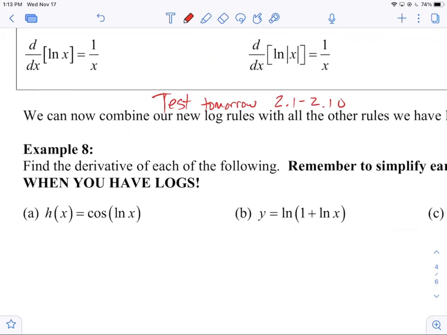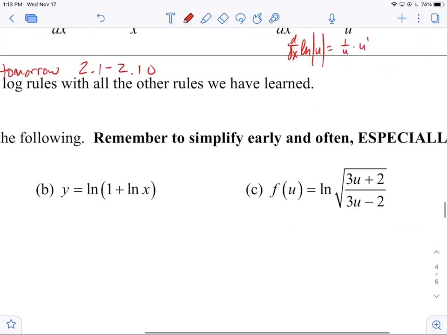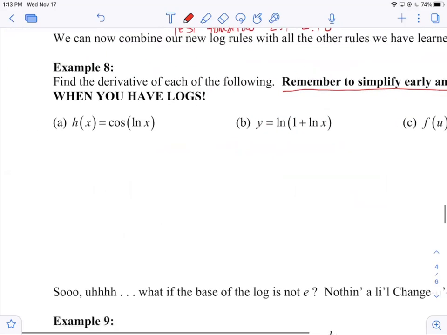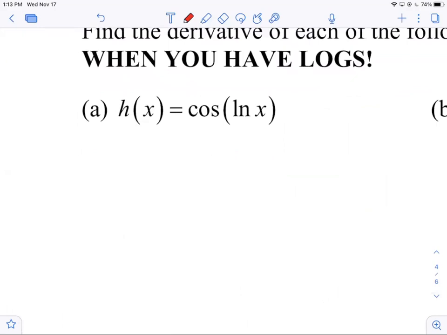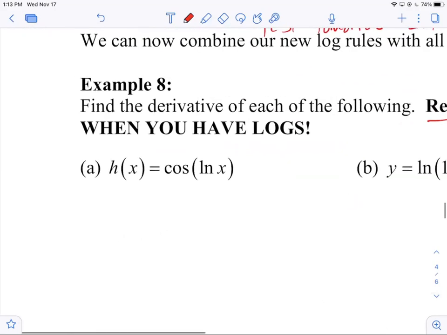All right, so we're going to modify our mantra now. One of our mantras: simplify early and often. Now we're going to add to the end of that, especially when you have logs, because logs are designed to make molehills out of mountains. They cut everything down to size. So let's see what we do here. We're trying to find the derivative of each of the following.